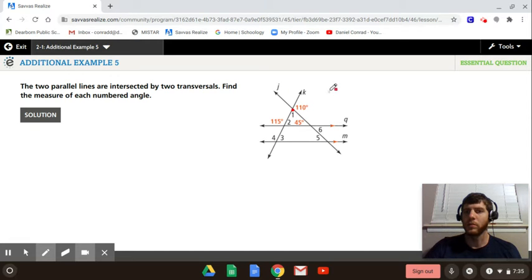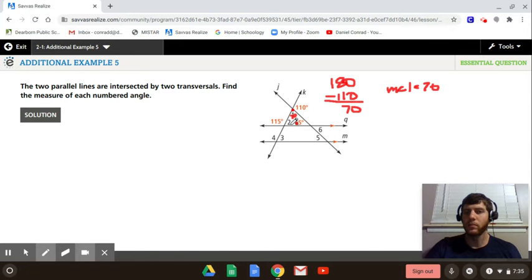they're supplementary. So we do 180 minus 110, right? And that's going to give us 70. Okay. 115, right? So let me write that over here. So the measure of angle 1 was 70.